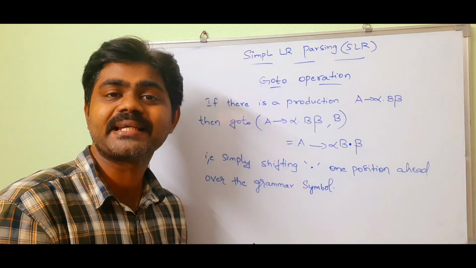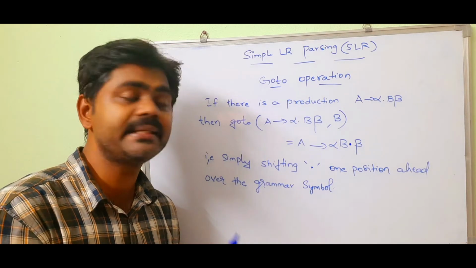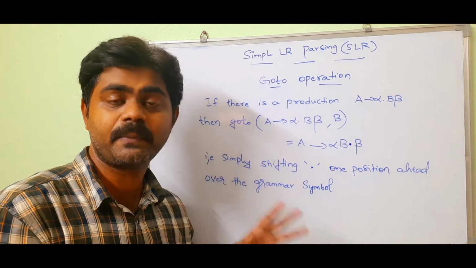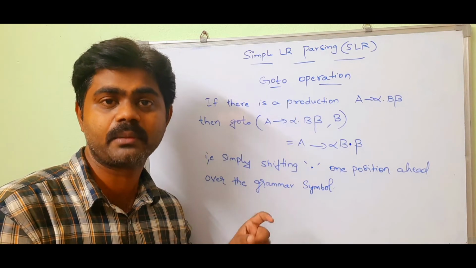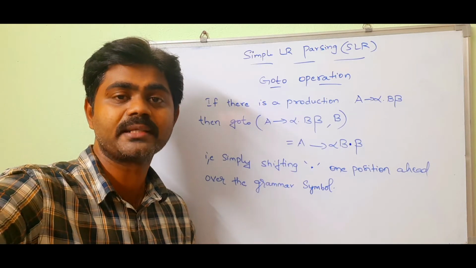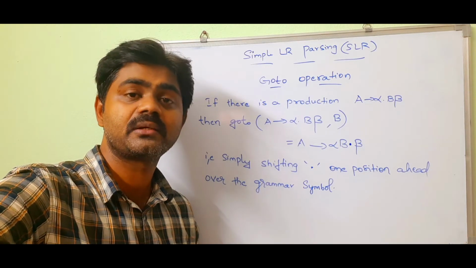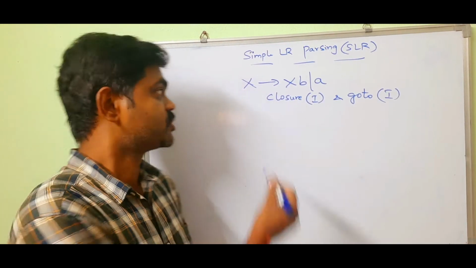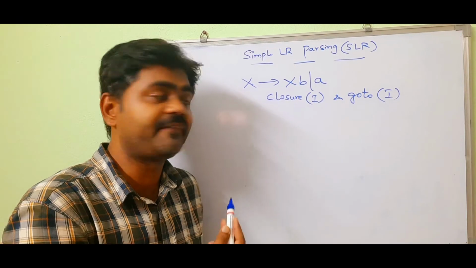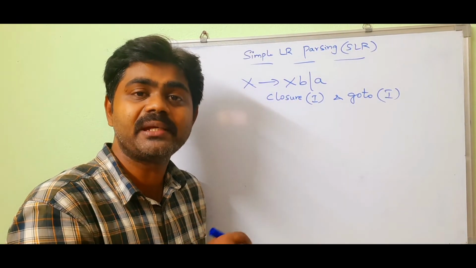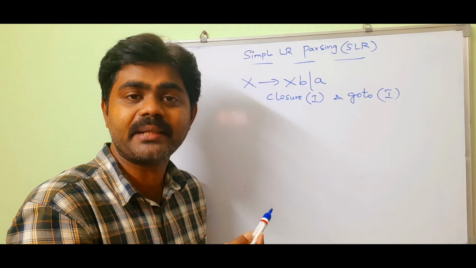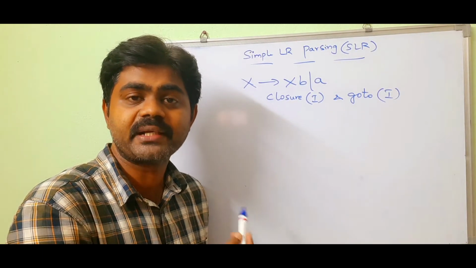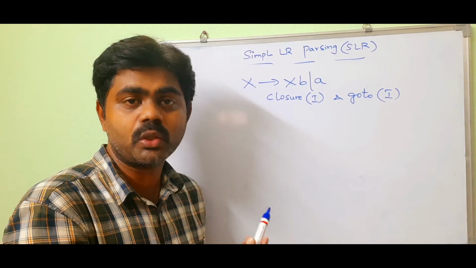Okay. So now we'll see an example for this so that you'll get a clear idea of what closure and goto are. And remember, closure and goto play a major role in solving that problem. So let's take a small example for better understanding of closure and goto. I have taken a grammar X tends to Xb or a. Here capital X is a non-terminal, and small b and small a are terminals. So first we need to find closure of I, later on goto of I.